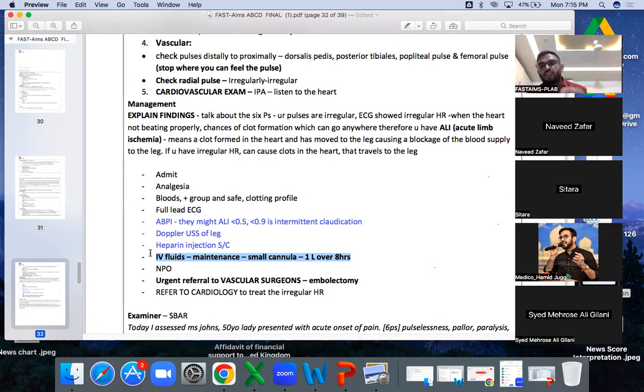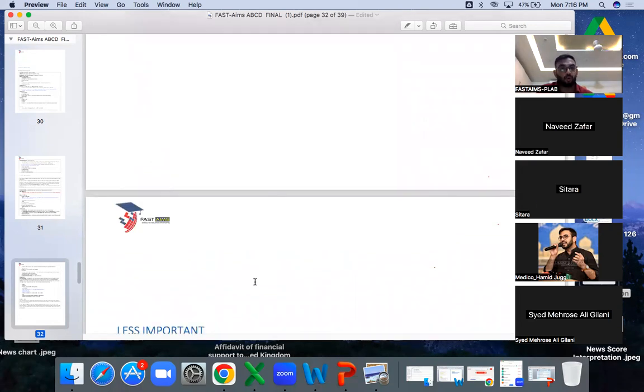These are the most important points you are going to do: admit, give analgesia, send for ECG, give maintenance fluid, heparinize the patient, and refer the patient to the vascular surgeon. Referral here means you are going to call the vascular surgeon. Maybe in your hospital they come, because embolectomy can be done there, since this is acute limb ischemia. So this is all about the ABCDE approach.